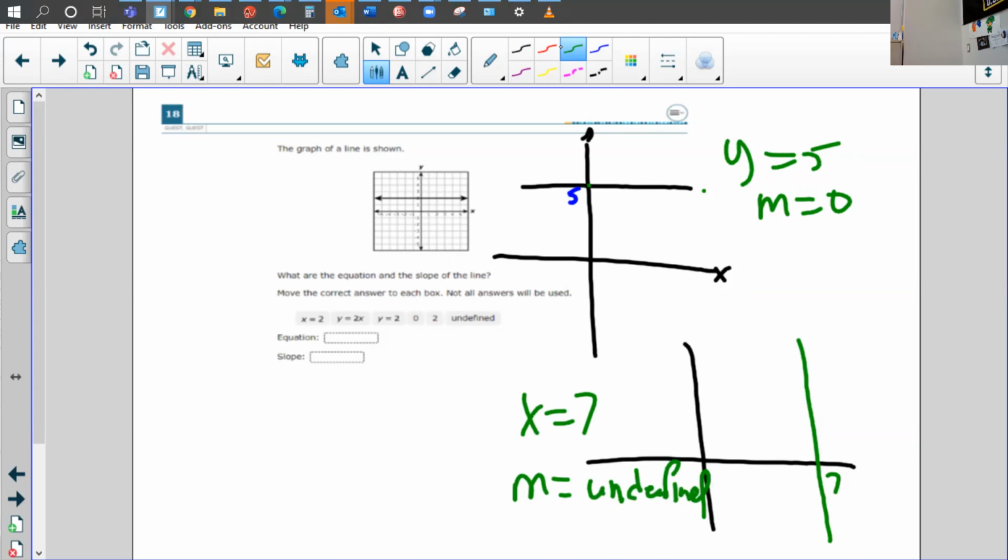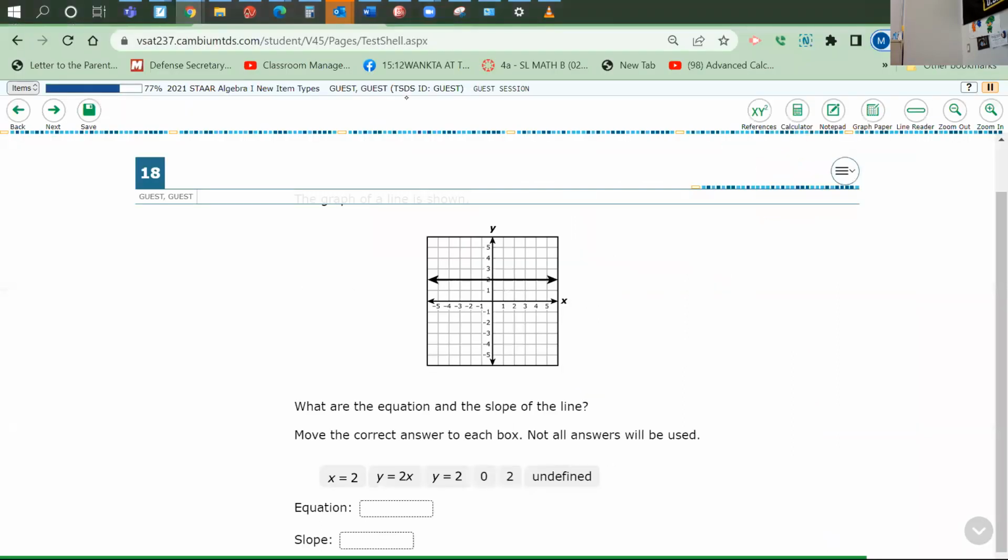These are special cases. Make sure you know that. All right, and so for my answer now, just go back here. For my answer, it's going to be y is equal to 2. A lot of kids put y equals 2x. And the slope is 0. So make sure you guys don't make a mistake.